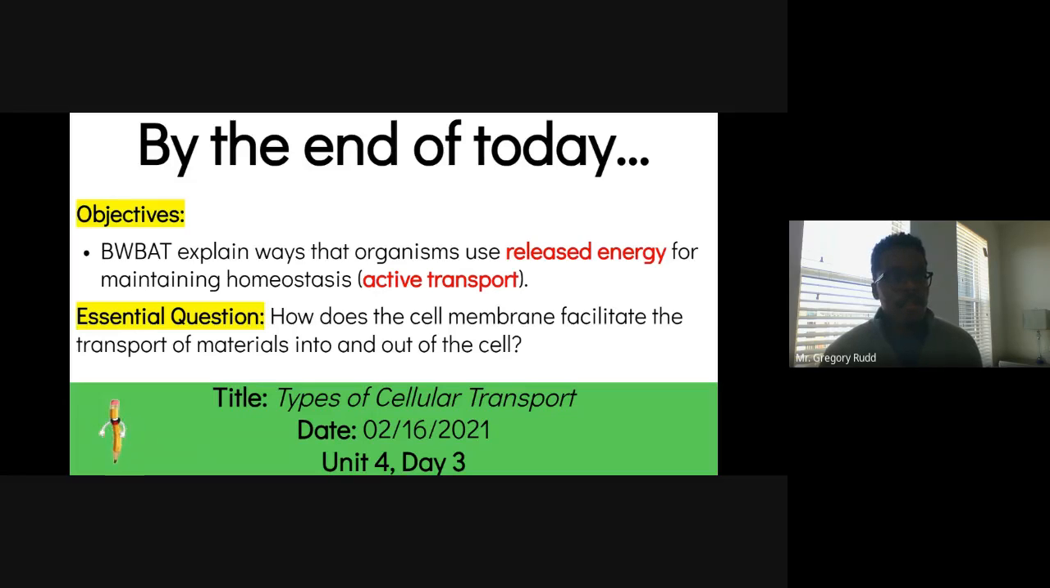to explain ways that organisms use released energy for maintaining homeostasis. This is a process called active transport, to use energy to maintain homeostasis. And then the essential question that we seek to answer by the end of today's lesson: how does the cell membrane facilitate the transport of materials into and out of the cell?